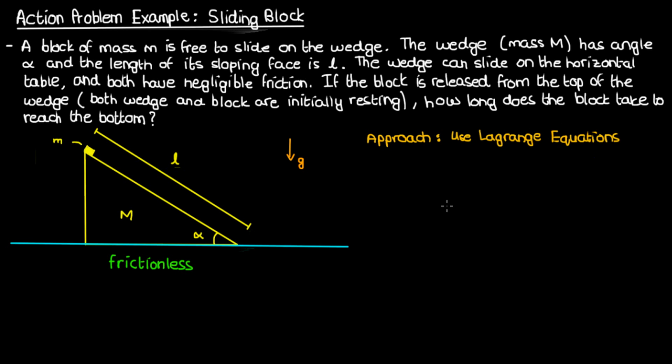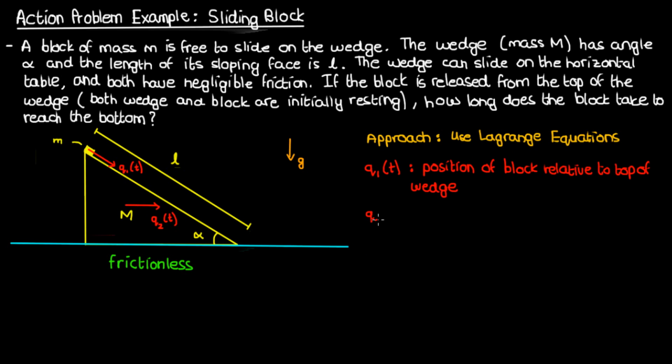In order to use Lagrange equations, we need to set up our coordinate system. The motion of the block is down the inclined plane, so we can set up the position of the block as q1, which starts at 0 at the top and increases as we go down the inclined plane. Meanwhile, the motion of the wedge is horizontal, so we can set up the position of the wedge as q2, which increases in the positive x direction. That means q1 of t represents the position of the block relative to the top of the wedge, and q2 of t represents the position of the wedge. So we have the coordinates of both of our particles.